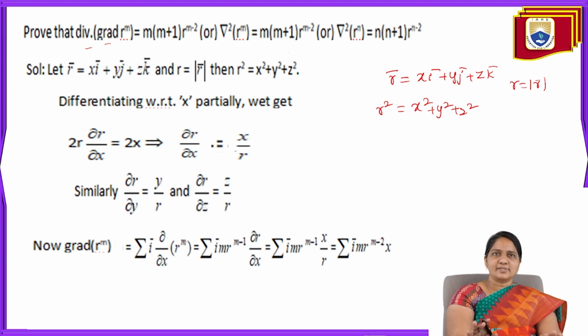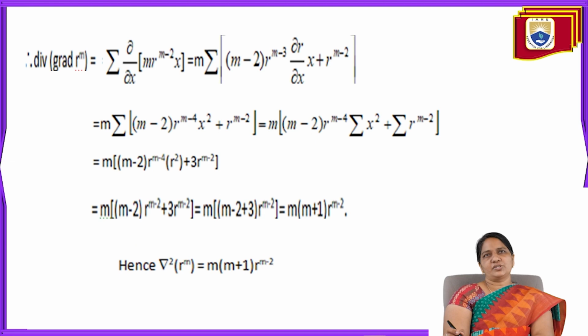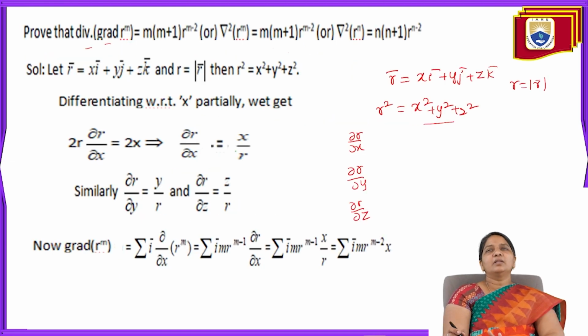R bar value, that is xi bar, yj bar and zk bar, and r square equal to x square plus y square plus z square. So we have done so many problems like this. We have to calculate dou r by dou x and dou r by dou y and dou r by dou z by using the r square only. So it will be needed in the further calculation. We can check where it can be useful.